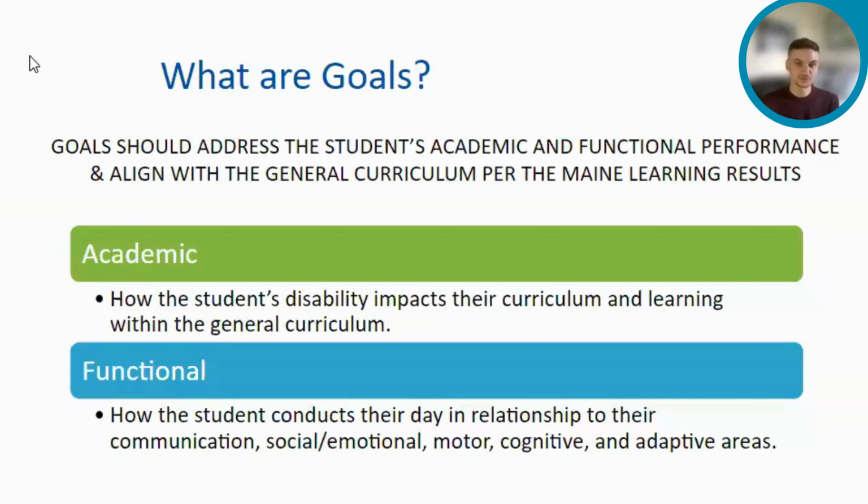And these goals should align with the Maine Learning Results. The Maine Learning Results are the 8 areas that the state of Maine uses for standards in the state.